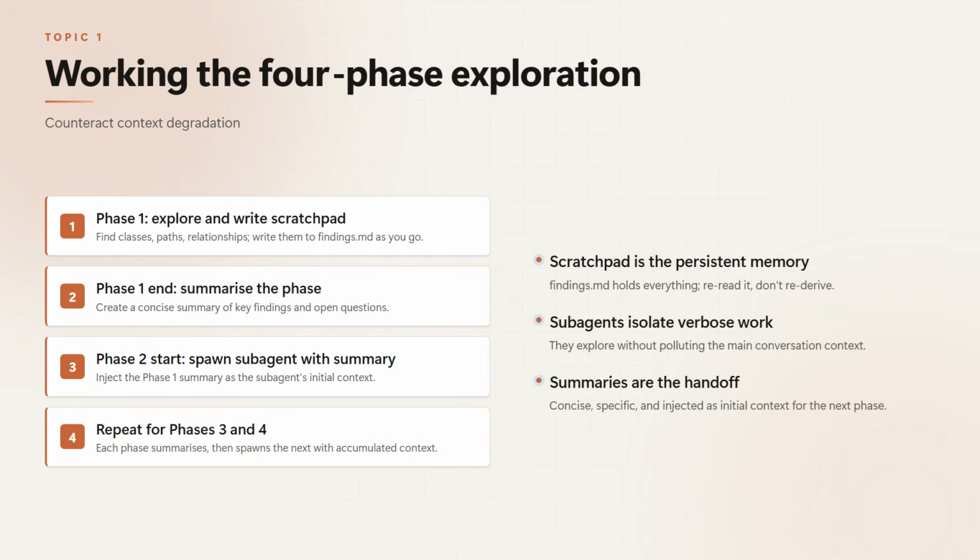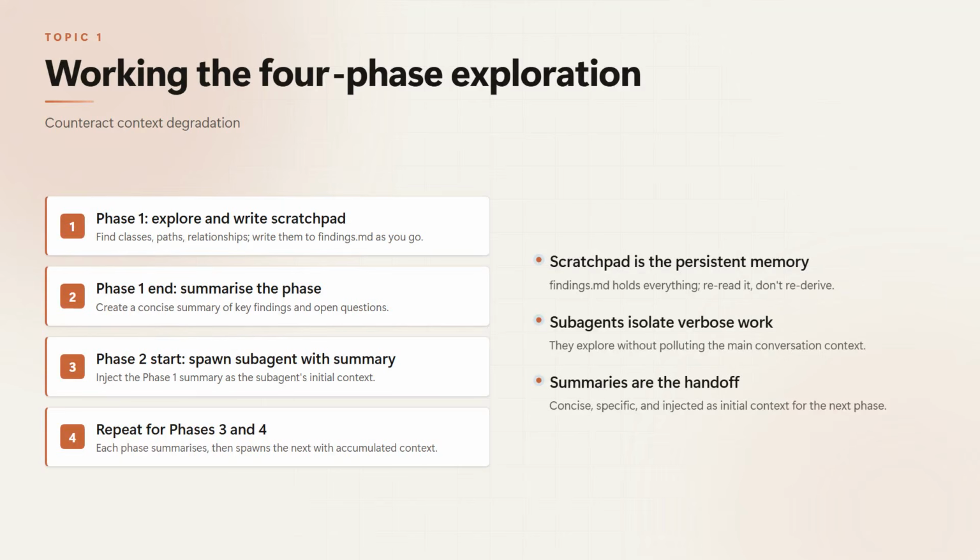The subagent explores the next area, writes to the same scratchpad, and at its end, you summarize again, now including Phase 2's findings. You inject that accumulated summary into the Phase 3 subagent. You repeat for Phase 4. The alternative, keeping everything in one long conversation, leads to degradation and vague answers. Delegation isolates the verbose exploration, and the scratchpad is your persistent memory.